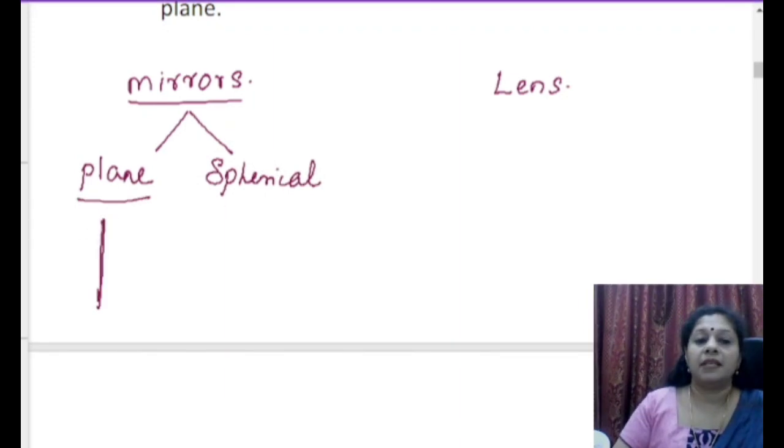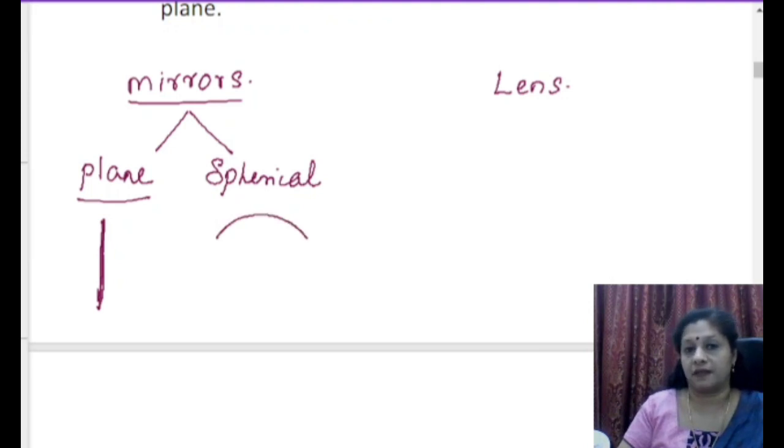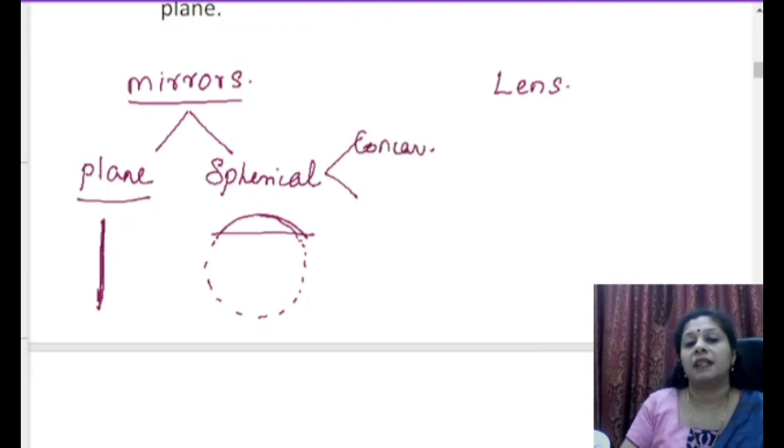So plane mirror means it has a flat surface which we usually use to see our images, like makeup mirrors and all. Whereas a spherical mirror is the one which has a curved surface. Actually, it is cut out from a sphere. So a part is cut out, so we get a curved surface. This can be of two types. One is called concave, the other one is called convex.